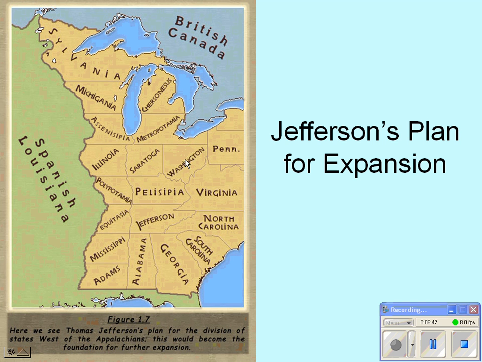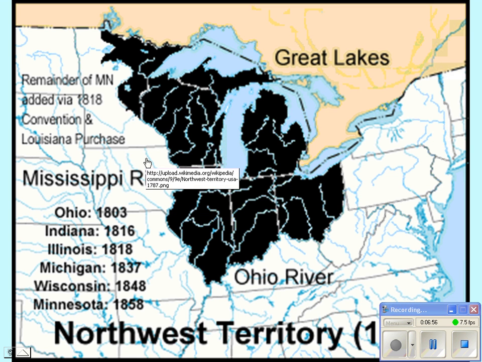So the result was the states of Ohio, Michigan, Indiana, Illinois, and Wisconsin. Now, these are the dates in which each of these became states. Part of Minnesota was included in this territory, but basically the 5 states that became states from the old Northwest Territory were, the first was Ohio in 1803, then Indiana, then Illinois, Michigan not till 1837, and Wisconsin not till 1848, and Minnesota 10 years after that.